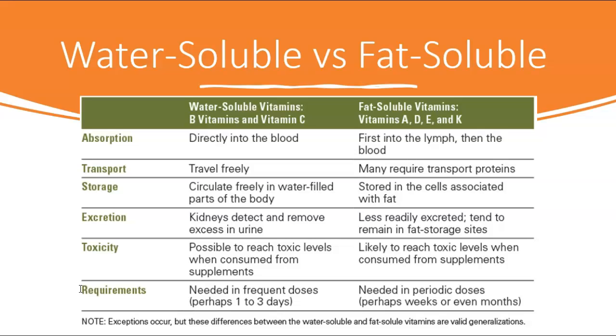However, it's much harder to reach toxic levels with water-soluble vitamins because your body is going to detect that you're over and get rid of them. But it is possible, and like I said, it's mostly when people consume extra supplements. And for your requirements, we need to eat the water-soluble vitamins B and C more frequently, perhaps every 1 to 3 days, whereas we could probably go weeks or even months without eating A, D, E, and K because they're stored in our fat cells.